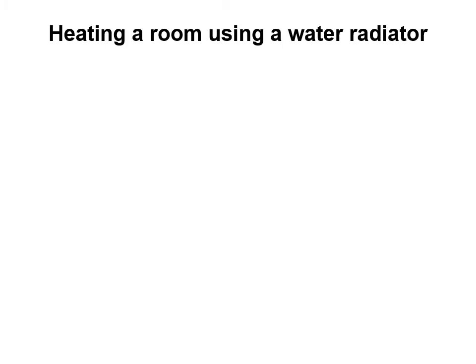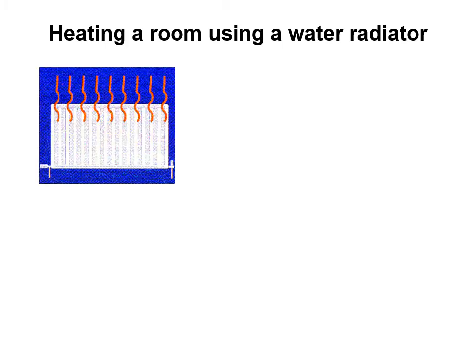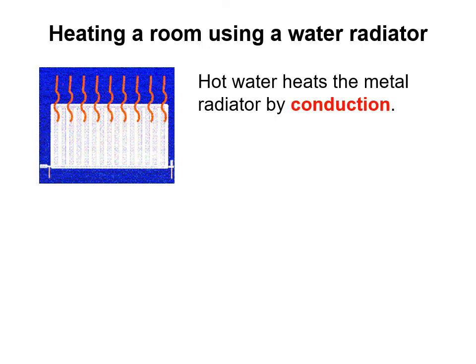Okay, so you can also heat a room using a water radiator. Here we have a water radiator on the side of the wall. Basically, it's a radiator which is filled with hot water. It radiates heat. Hot water heats the metal radiator by conduction. We've already looked at that. That's the first way it does it.